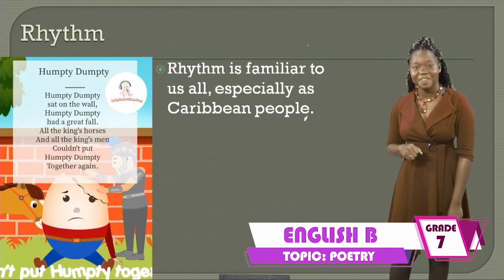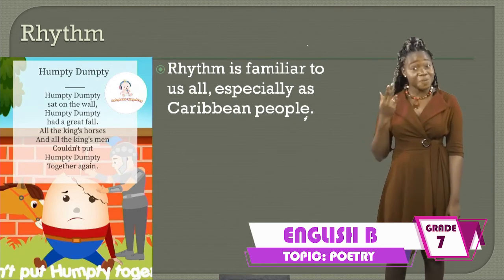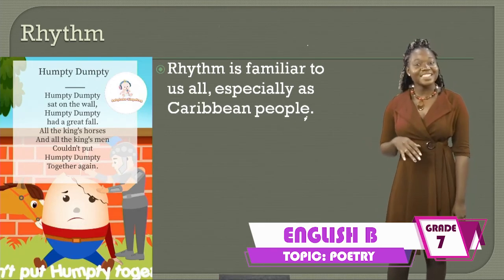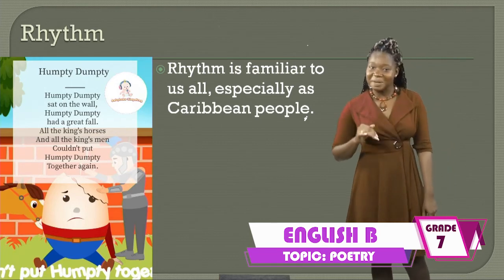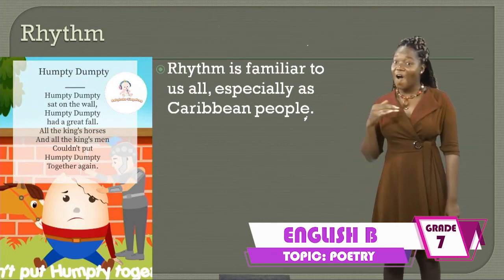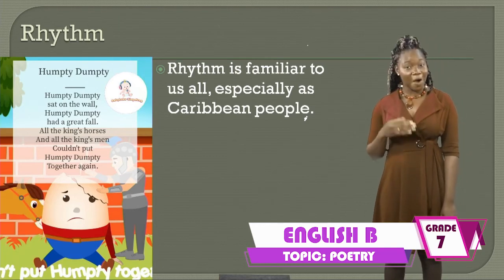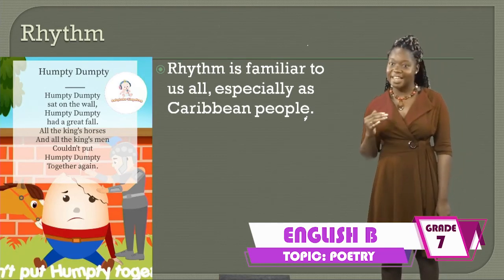Check this out. Humpty Dumpty. You know this nursery rhyme, don't you? Humpty Dumpty sat on the wall. Humpty Dumpty had a great fall. All the king's horses and all the king's men couldn't put Humpty Dumpty together again.